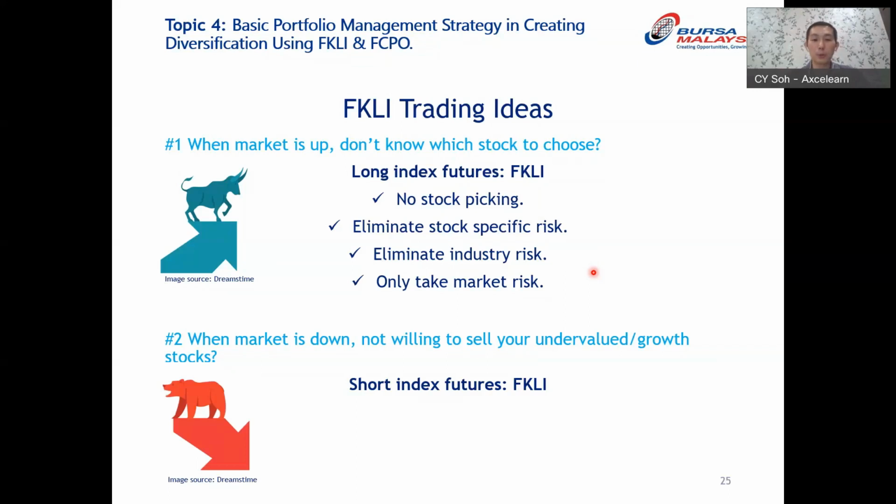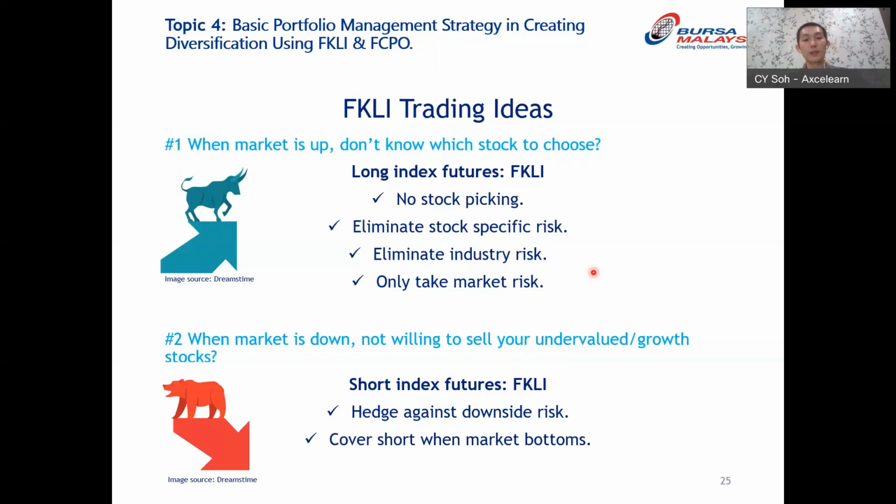So how are you going to protect your stock portfolio value? You can hedge against the downside by having a short index futures position. You can short FKLI futures to protect your portfolio. And then when you think that the general stock market is already low, you can close off your short contract by covering the short when the market bottoms out. So this is where you only take a short position when the market is down, while at the same time you can still hold on to your stocks.